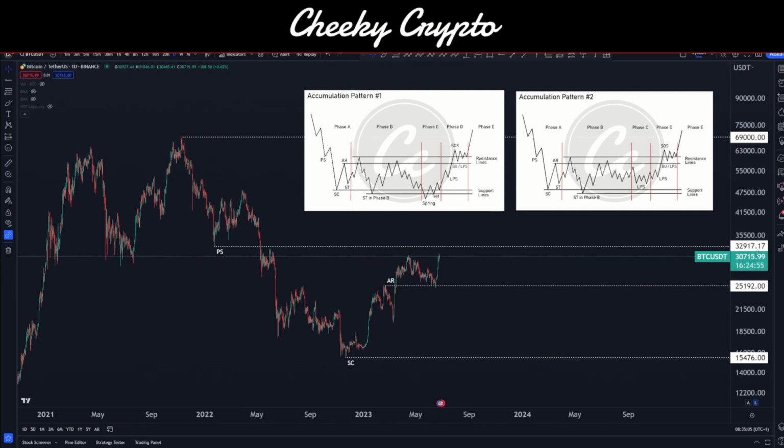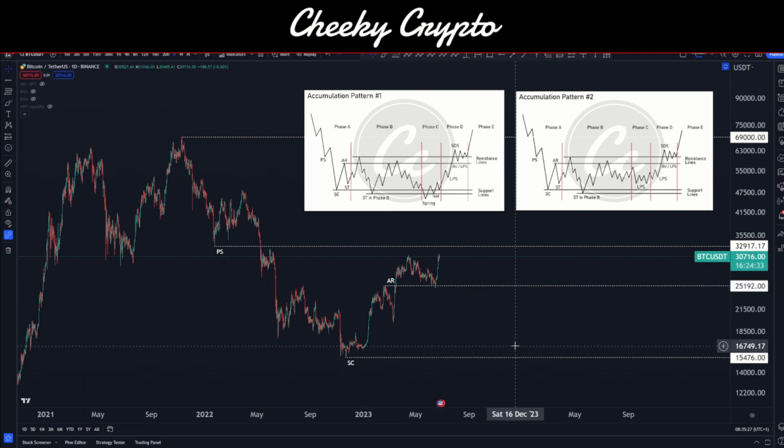That puts us at $32,917. That's kind of where we're heading right now. Okay, so if we take a look at this and just kind of review what we've done here, is we've come down, we found preliminary support, we bounced, and then we fell down into a selling climax. The selling climax obviously is the lowest point before we have a significant run up towards preliminary support, okay, which is where we're heading right now.